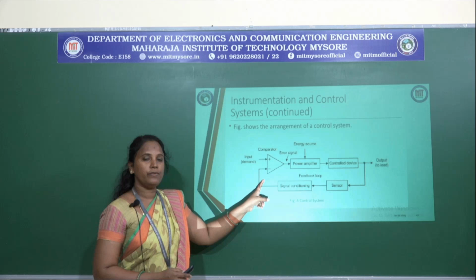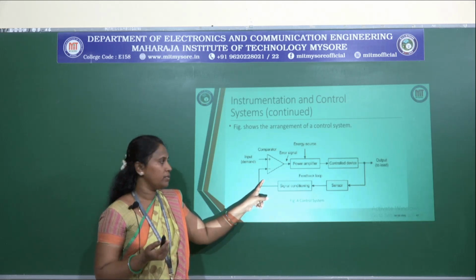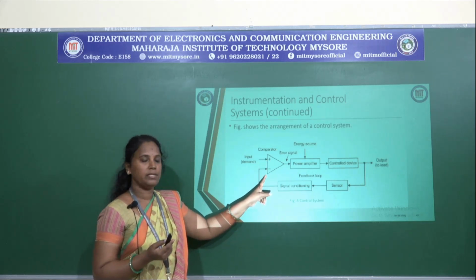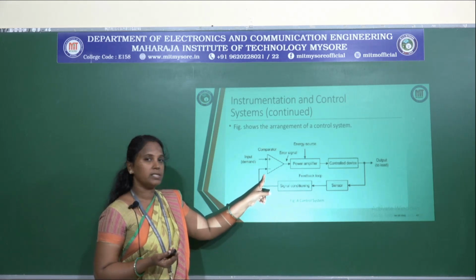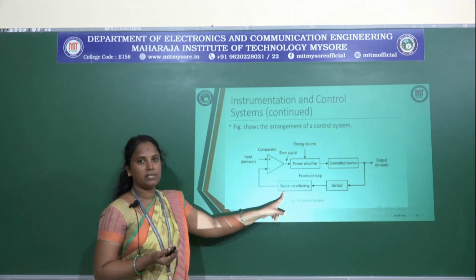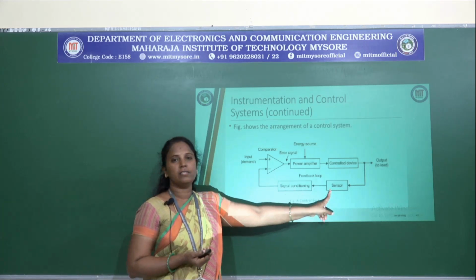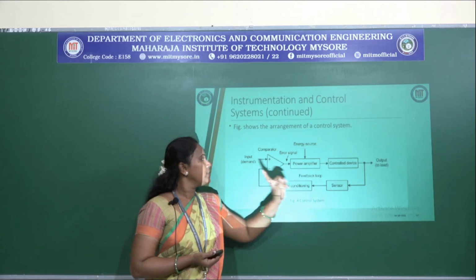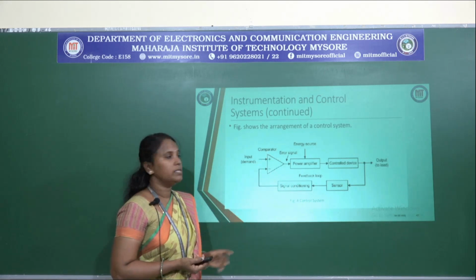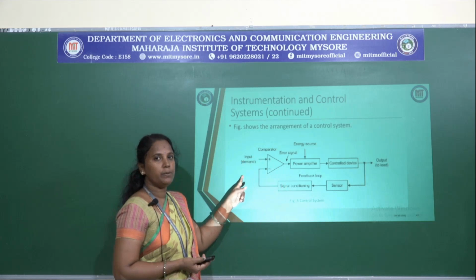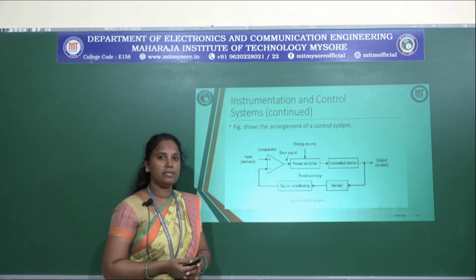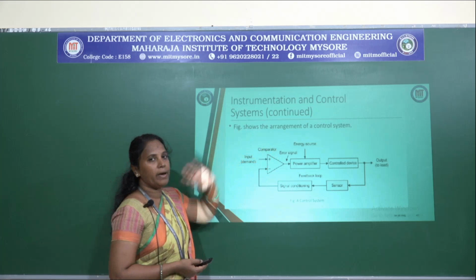Suppose your input has any deviation, then the corrections are done with the help of this feedback signal, that is a negative feedback, which is connected from the signal conditioning system with the help of the sensor output. Then we have this positive and negative terminal to which the input as well as the negative feedback is connected. So this is a comparator circuit.